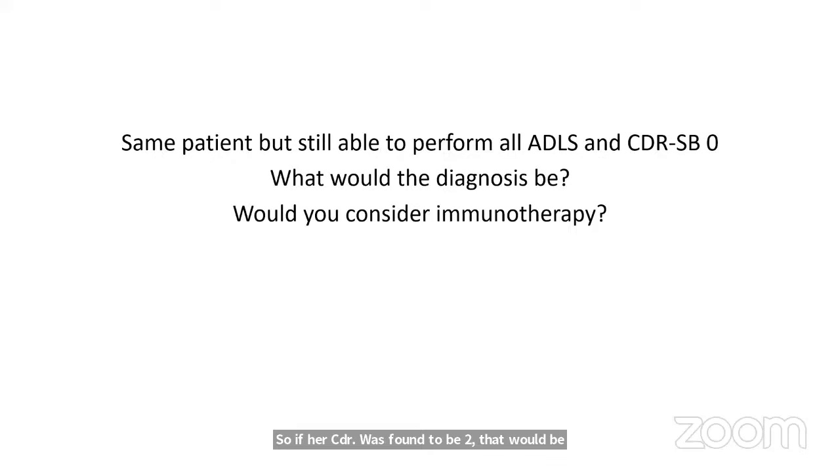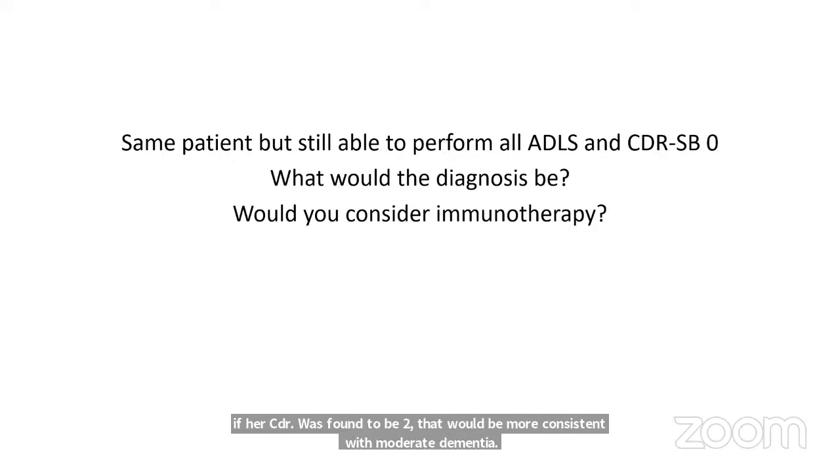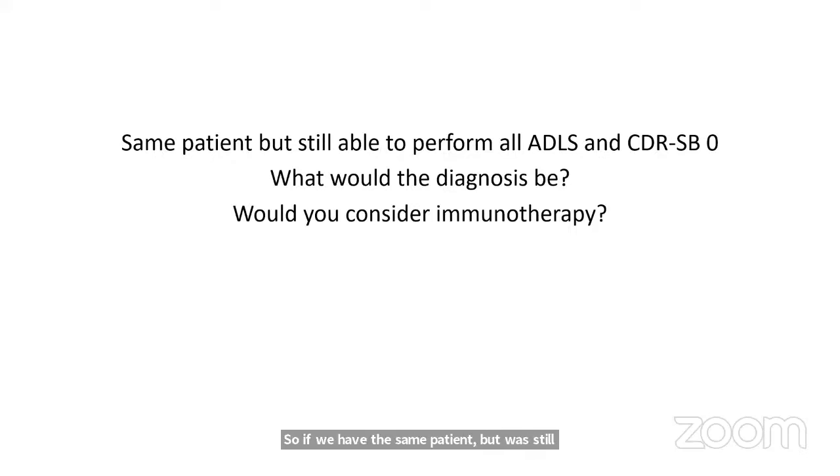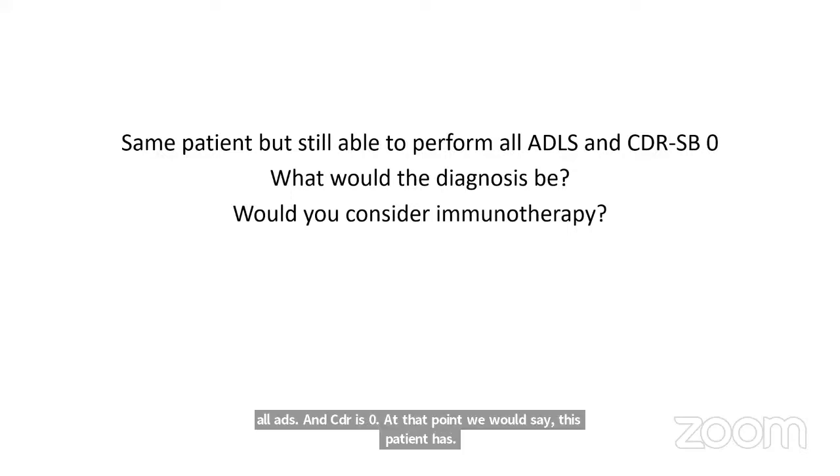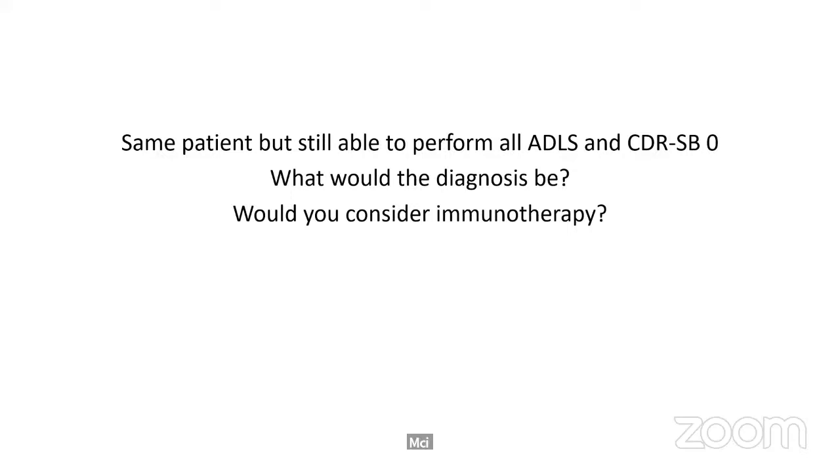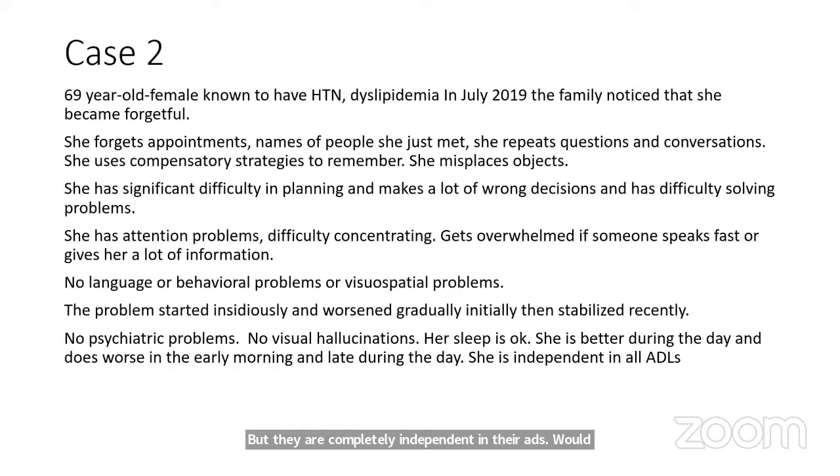So if we have the same patient but was still able to do all ADLs and CDR is 0, at that point we would say this patient has MCI, because this patient is abnormal in testing. They do have symptoms, but they are completely independent in their ADLs. Would you consider immune therapy? Well, that's a question that I would leave to you.